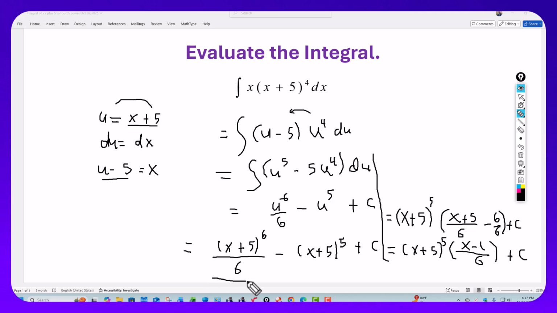So again, no issue leaving it like that. But just to let you know that sometimes a textbook will simplify the answer a little bit more. So you might see this answer written this way: (x plus 5) to the 5th times (x minus 1) over 6, plus the constant of integration.